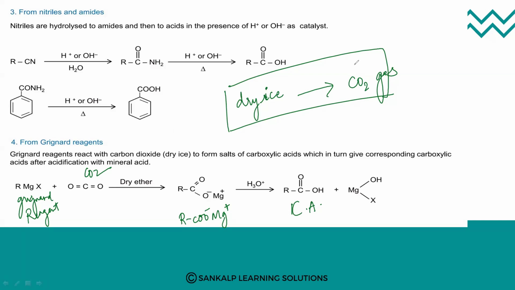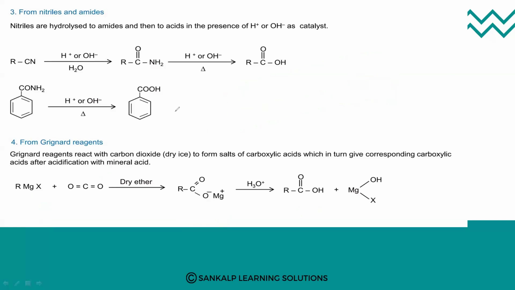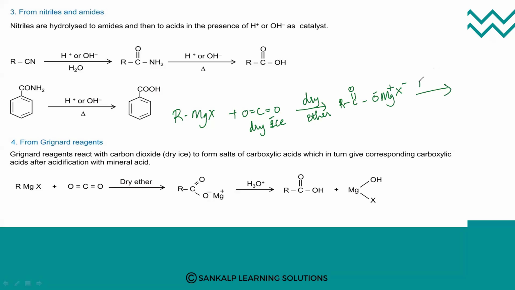Let me write and show you. Let me take a Grignard reagent, RMgX. Then I'm going to react it with dry ice, that is carbon dioxide, CO2 gas, in the presence of dry ether. In the presence of a solvent like dry ether, I'm going to get a salt of carboxylic acid, that is RCOO minus MgX plus. This further upon hydrolysis gives RC double bond O OH plus Mg(OH)X.